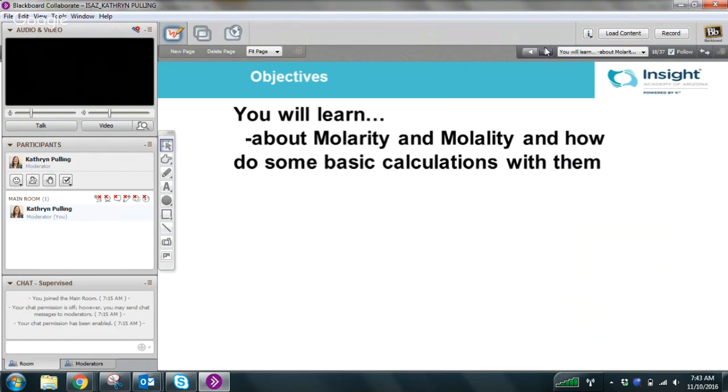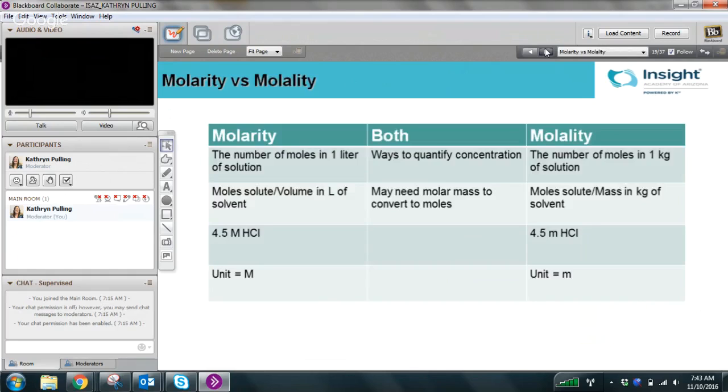All right, so you're going to learn about molarity and molality and how to do some basic calculations with them. The big thing is to make sure that you know the difference between them so that you know the right way to use them. So I'm going to start with the both column. Both of these are ways to quantify, give a number to, the concentration of a solution. Because so far we've talked about how we can call a solution dilute, we can call a solution saturated, but sometimes you need to be more specific than that. Maybe you need to know exactly how much solute is dissolved into that solution, and that's what we use these for.